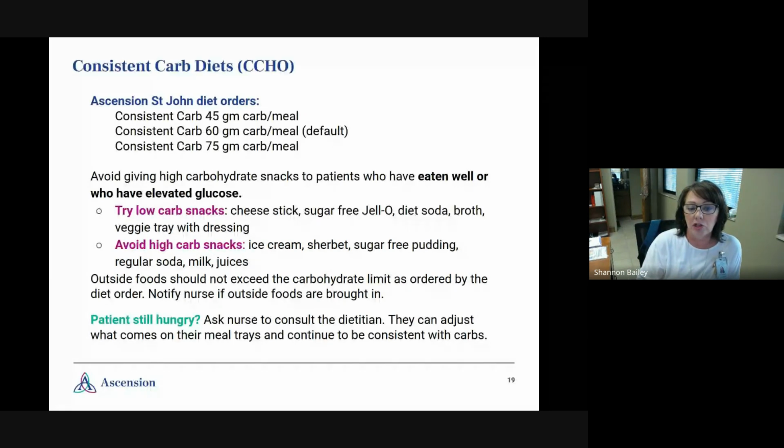A cheese stick, sugar-free Jell-O, diet soda, a broth would be fine. Or even if you can call the cafeteria or the dietary department and ask for a veggie tray with some dressing, they can eat on that and not worry that it's going to affect their blood sugar.